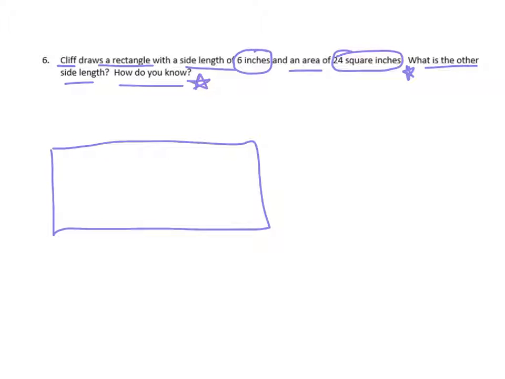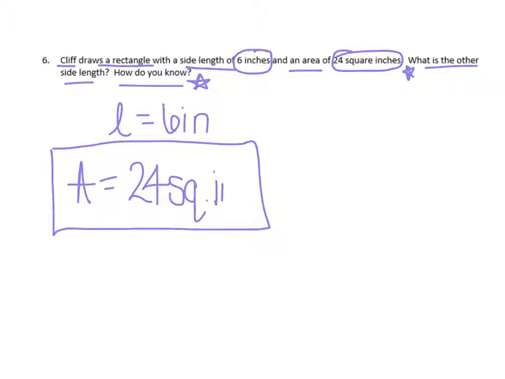Now I'm going to take a look at the next piece of information. He said that the rectangle had a side length of 6 inches. So I'm going to label my diagram as 6 inches for length. Then it said that the area was 24 square inches. So when I write area, I'm going to put that in the box. Because remember, area is what measures the space inside of a shape. So they want to know what is the side length or what is the width.